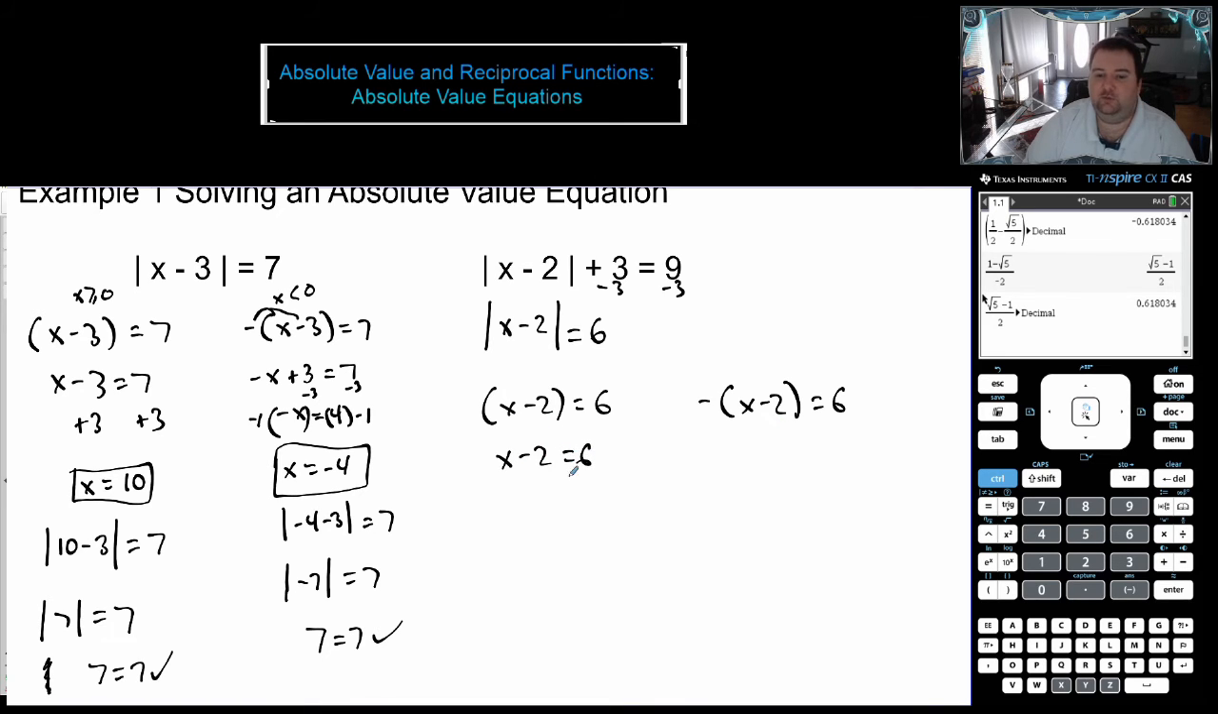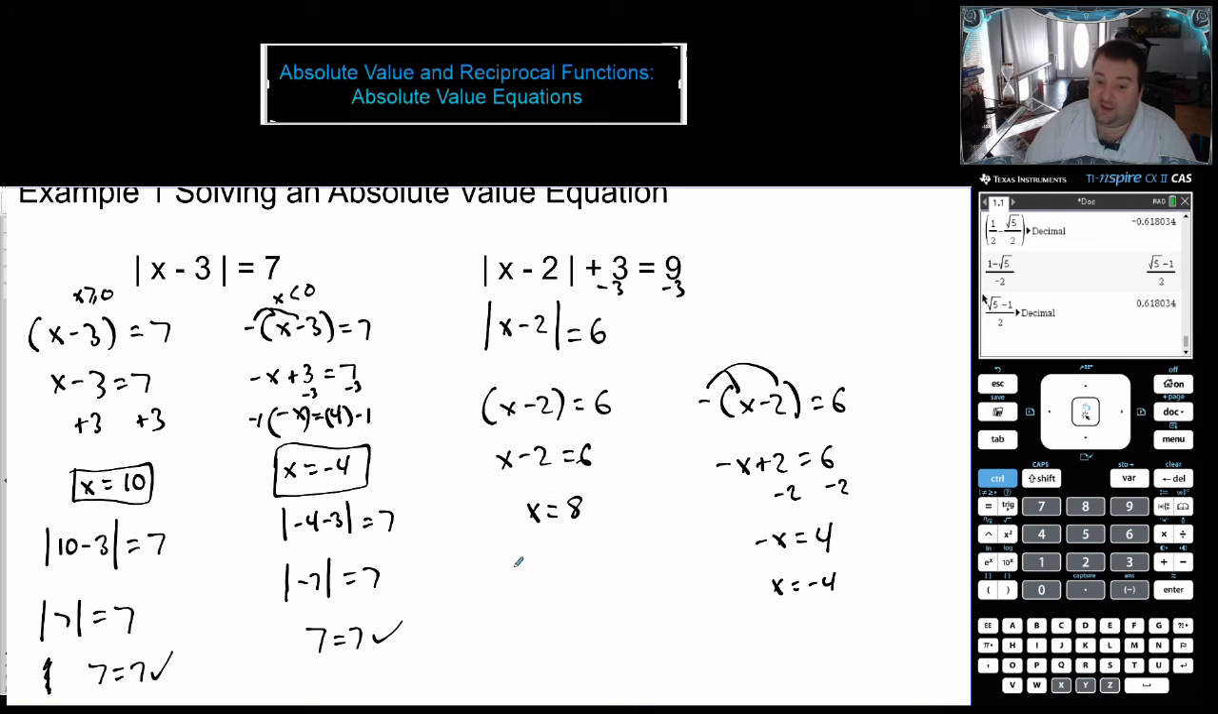x minus 2 equals 6, which means x equals 8. And on this one, we're going to distribute this negative sign. So we're going to have negative x plus 2 equals 6. Subtract 2 from both sides. Negative x equals 4. Multiply both sides by negative 1. So negative x times negative 1 is x, and 4 times negative 1 is negative 4.